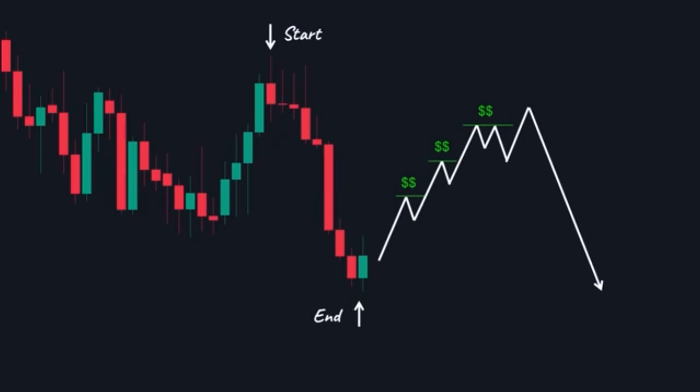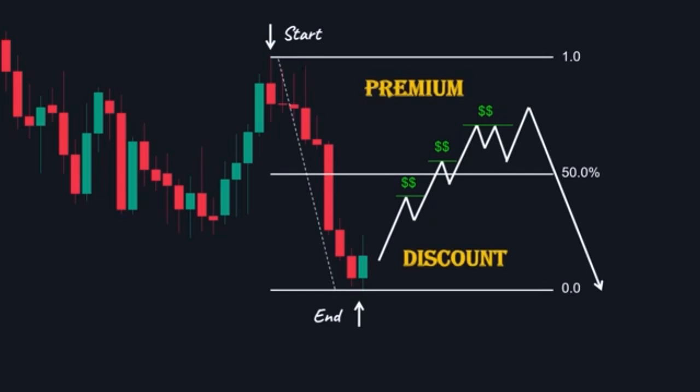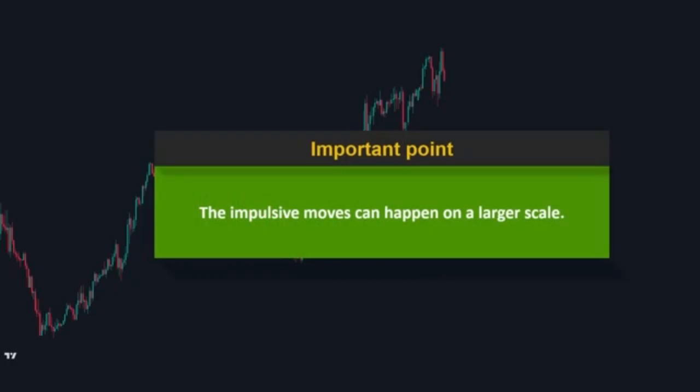So we will apply the Fibonacci retracement tool and define the discount and premium zones. When the market sentiment is bearish and we have a downtrend, we want to sell inside the premium zone. Here is an important point. The impulsive moves can happen on a larger scale.